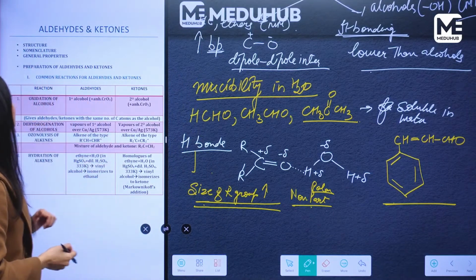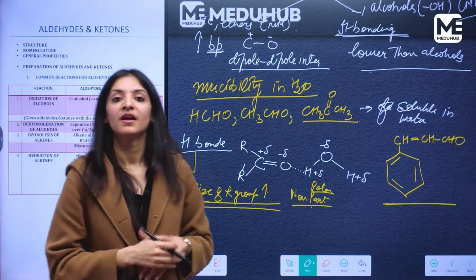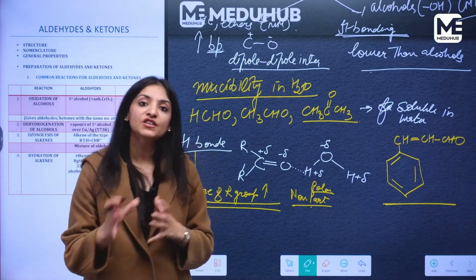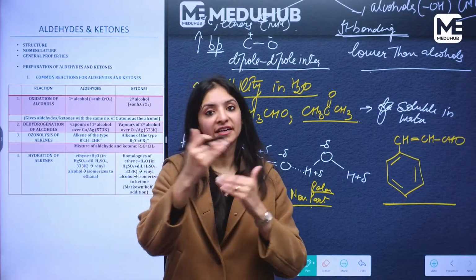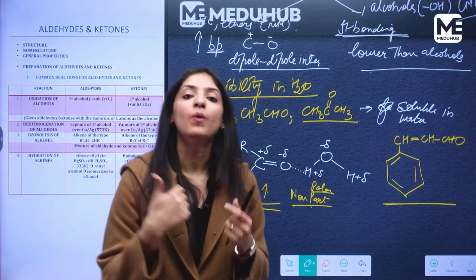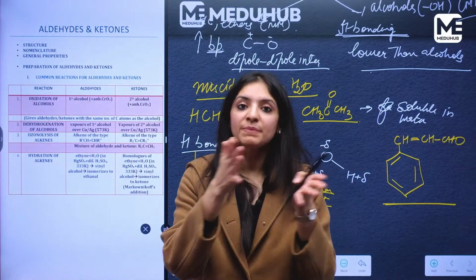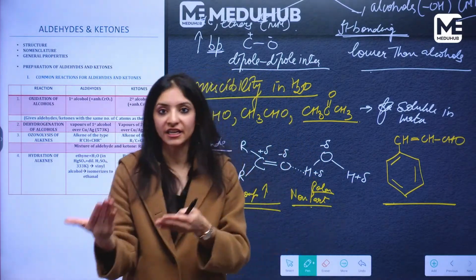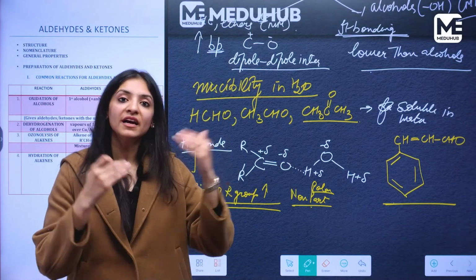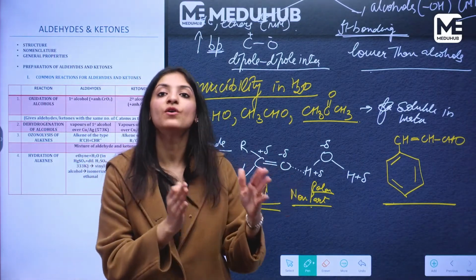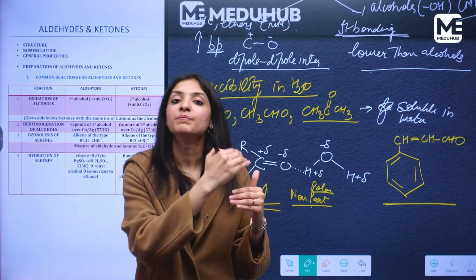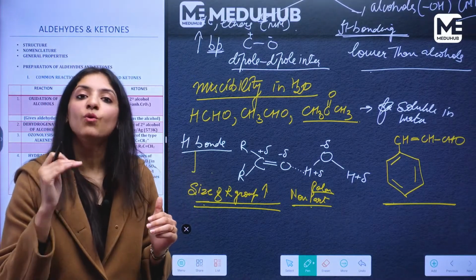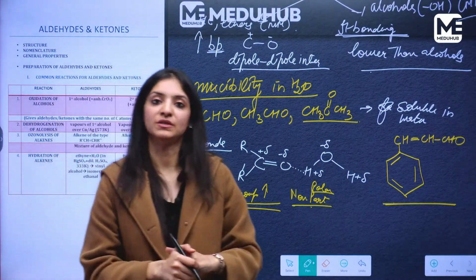So this is it for the properties. Now we'll move on to some methods of preparation of aldehydes and ketones. The methods of preparation are divided into three for simplicity. One is the common methods, the reactions which can be used for the preparation of both aldehydes and ketones. Then you study the reactions which are specific to aldehydes, and then the methods which can only be used for the preparation of ketones.